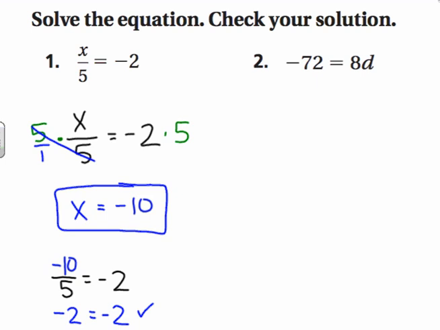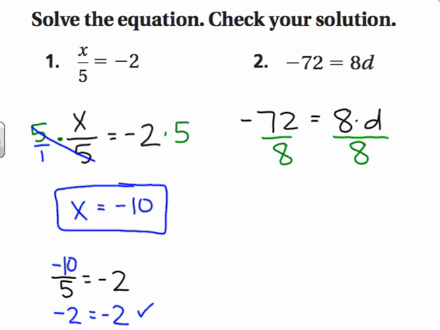Okay, second one, I have the equation -72 equals 8 times d, or 8d. If I want to undo multiplication, the step that's going to undo multiplying by 8 is dividing by 8. Now, when you divide by 8, I don't want you to use that division symbol. That's not what we're going to use when we're solving equations. Instead, we're going to use the fraction bar and show that we're dividing both sides by 8.